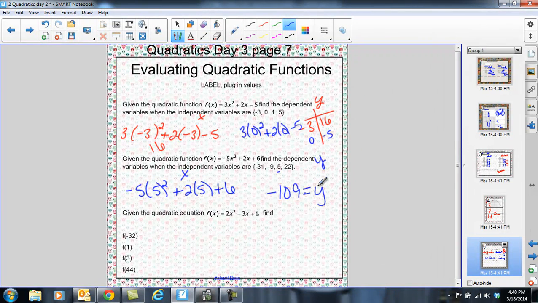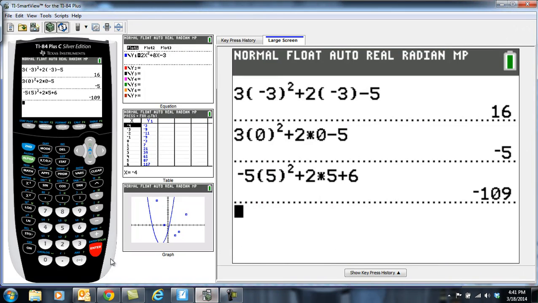So the last one, given the quadratic equation f of x equals 2x squared minus 3x plus 1, find. And then it gives you 4 things you have to find. It's the same problem. It's just worded a different way. If I'm going to find f of negative 32, that means wherever I see an x, I'm going to plug in a negative 32. So I'm going to do 2 times negative 32 squared minus 3 times negative 32 plus 1. And I'm going to do the same thing I've been doing all along. I'm going to grab my calculator.